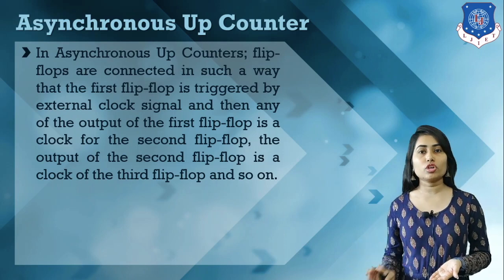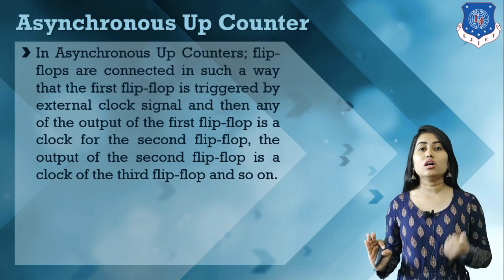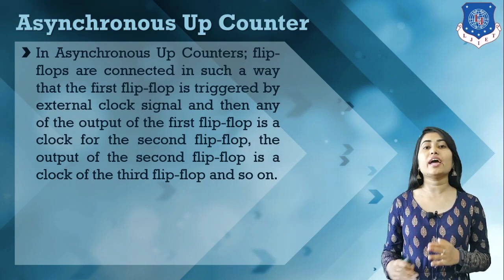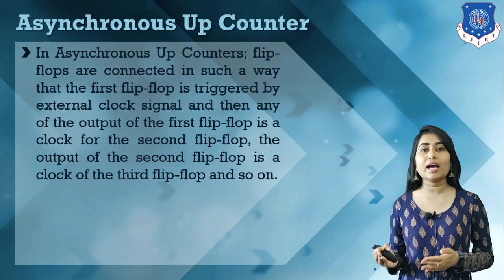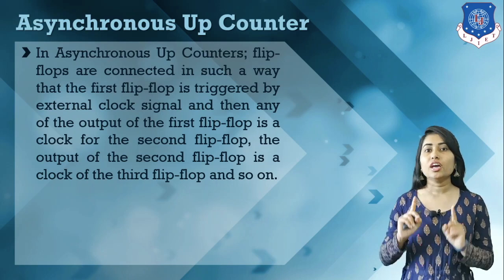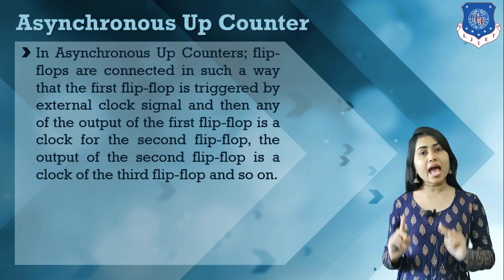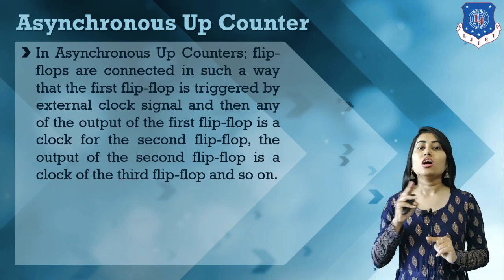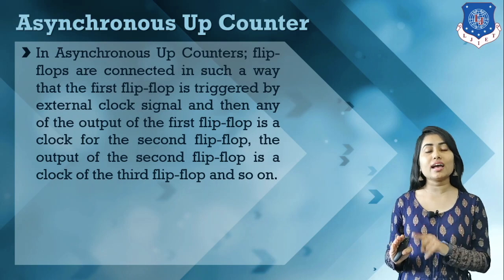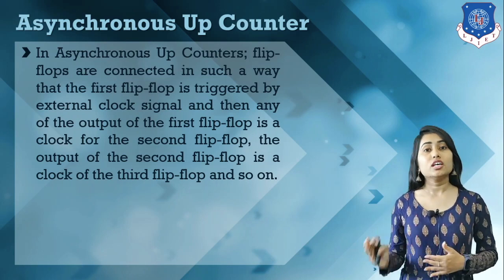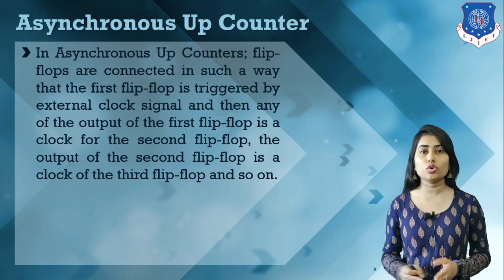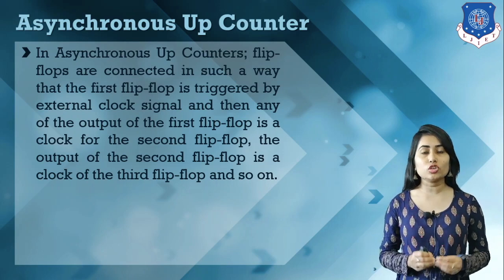So for the second flip-flop, the clock is applied from the first flip-flop's output, then for the third flip-flop we apply a clock signal from the output of the second. Remember, the input is 1, that is fixed. The first flip-flop has an external clock, the second flip-flop has the output of the first as clock, the third flip-flop has the output of the second as clock, and so on. So this is an asynchronous up counter.